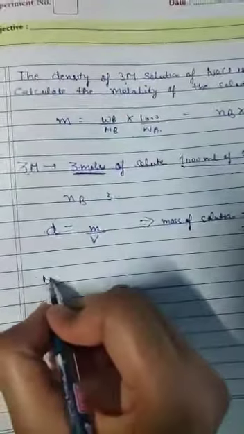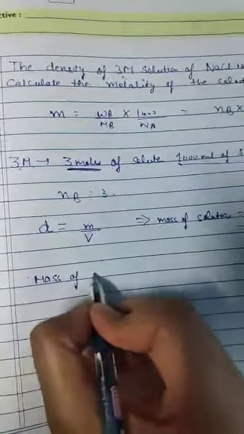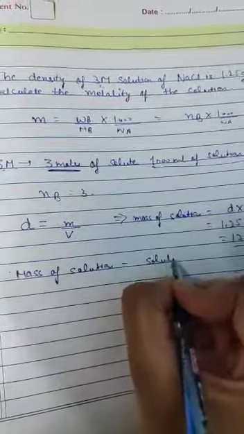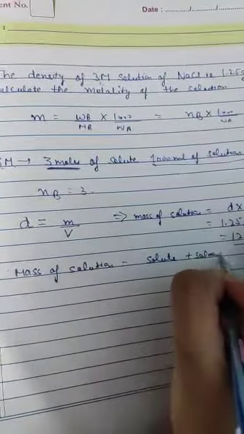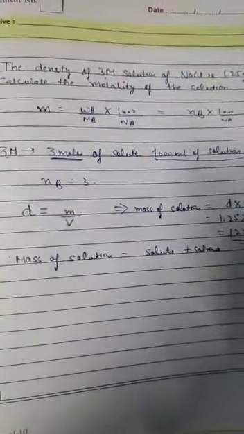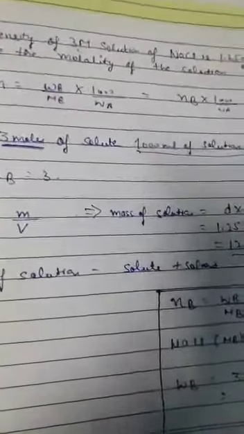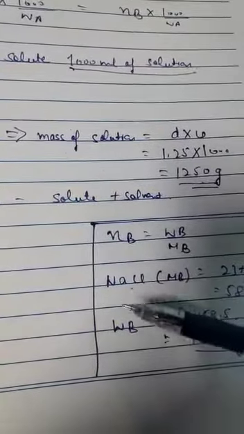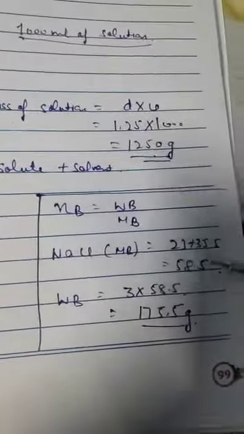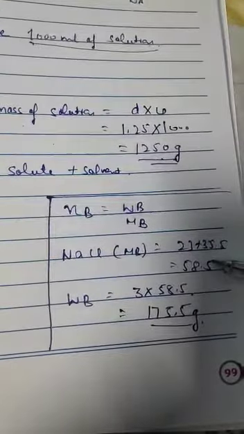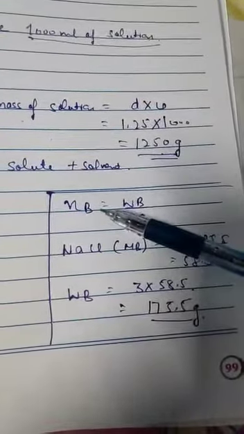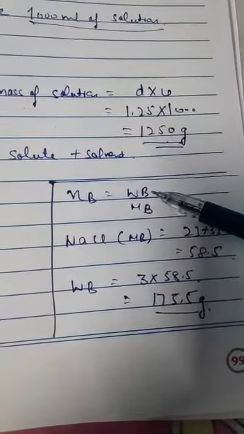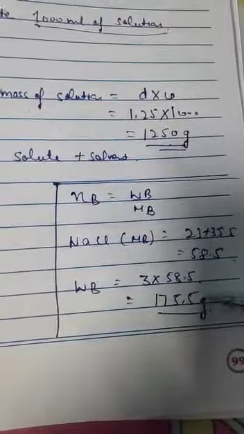We all know that mass of solution is equal to solute plus solvent, right? We know that number of moles is equal to Wb upon Mb, and here solute is NaCl. The molar mass of NaCl is 58.5. So Nb is 3, Mb we know, so we can calculate Wb. In this way Wb is 175.5 gram.